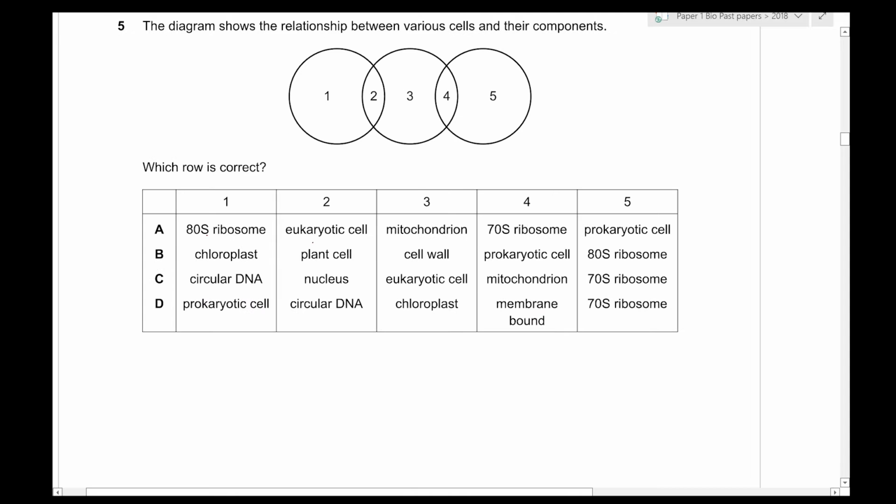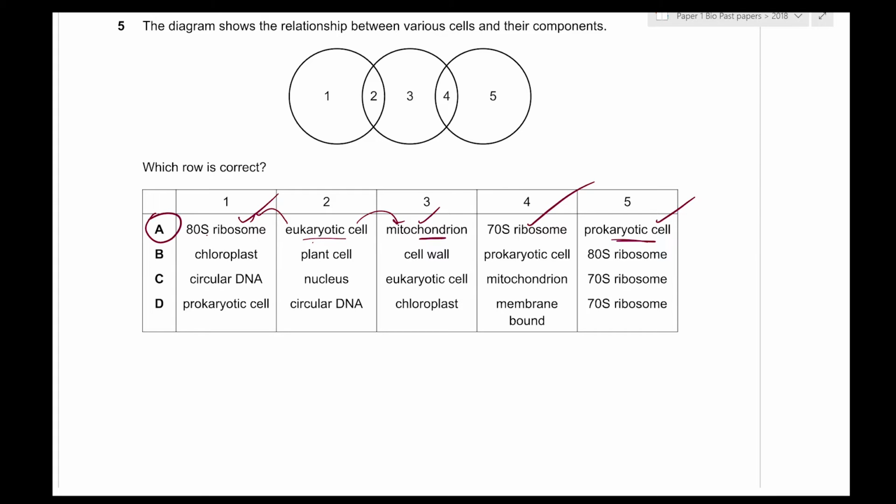Number 5, the diagram shows the relationship between various cells and their components. Which row is correct? Now, let's start with A. 80S ribosomes, eukaryotic cell, mitochondrion. So now we have 1, 2, and 3. Yes, this is correct. Eukaryotic cells both have mitochondrion and 80S ribosomes in the cytoplasm. Now, 70S ribosomes, prokaryotic cells, and mitochondrion. Yes, 70S ribosomes are present inside the mitochondrion and in the cytoplasm of prokaryotic cells, so A is correct.